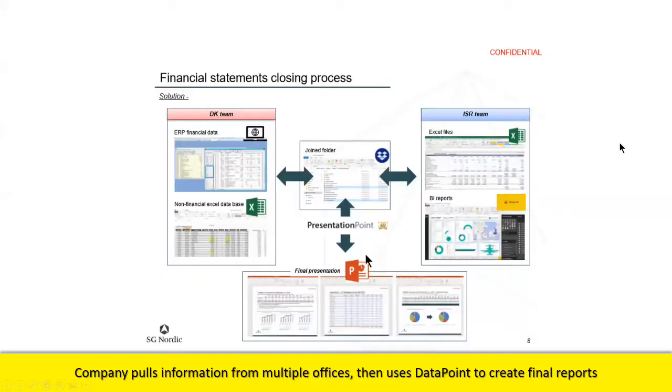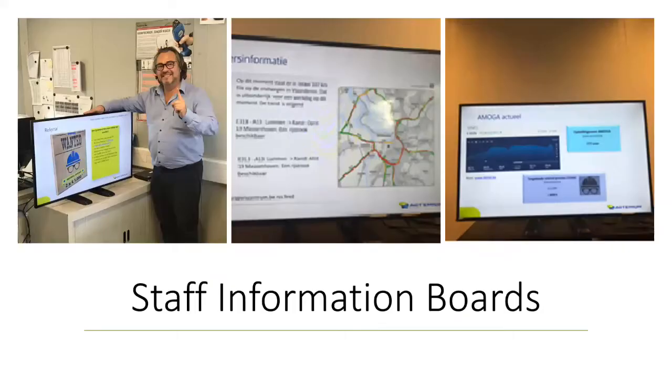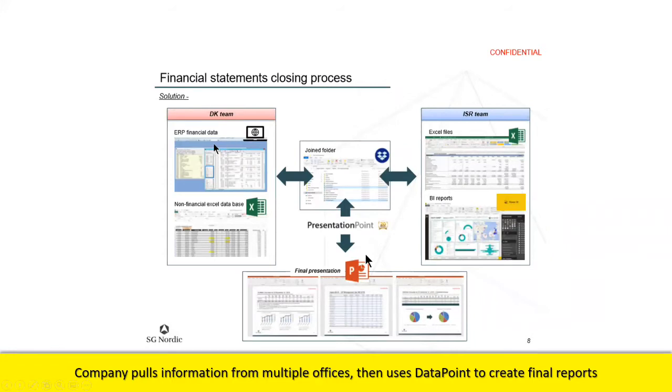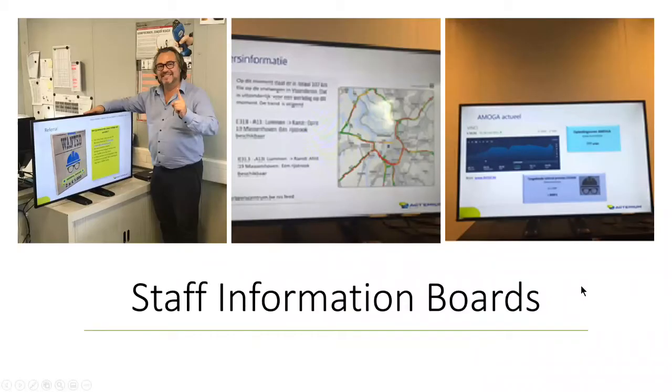This is a very intriguing one. This is SG Nordic. They've got an office in Denmark and an office in Israel, and they've got multiple financial sources for all this. The problem was they had a horrible time trying to get their financial statements together. In Denmark, they've got an ERP, which is an Enterprise Resource Planning program, that has some of the financial data, and a non-financial Excel database. And then in Israel, they've got some other Excel files and some business intelligence reports. They put these all into a central Dropbox folder, and then they use PresentationPoint's DataPoint to pull out the information and pull it into a final PowerPoint. So they're doing their financial statements that way.